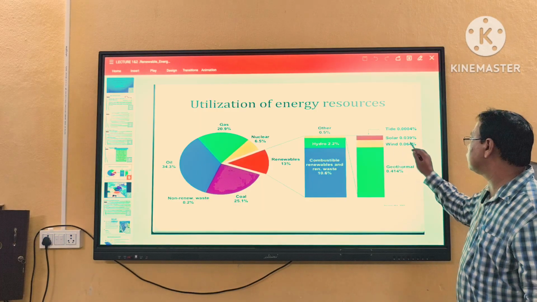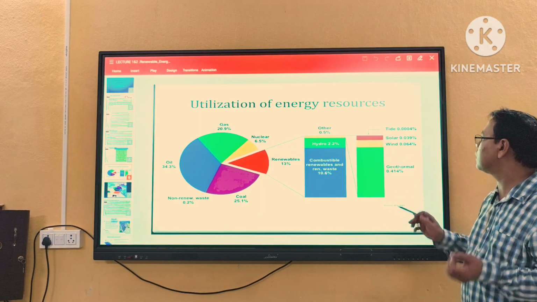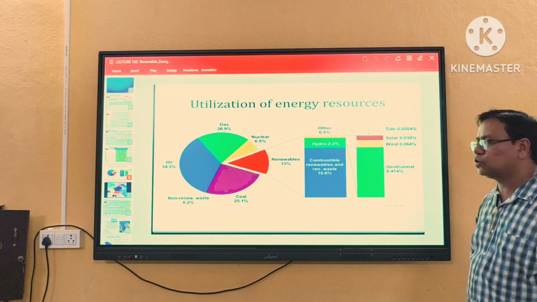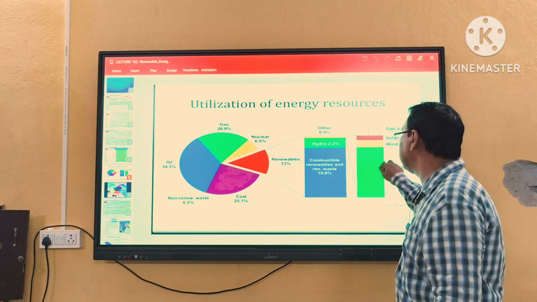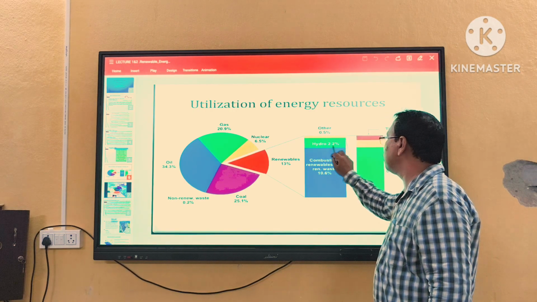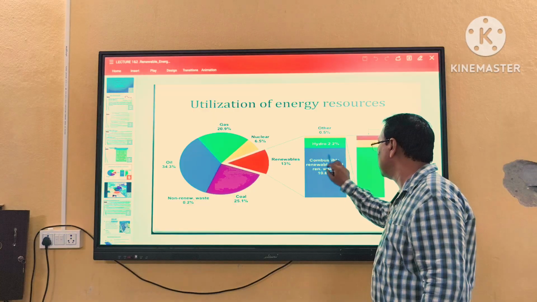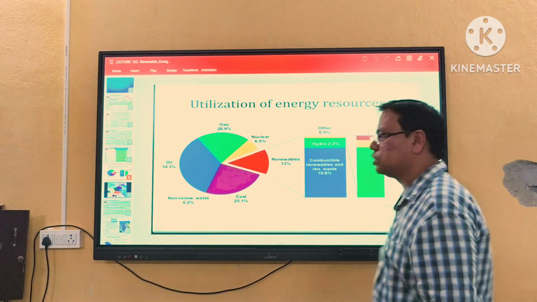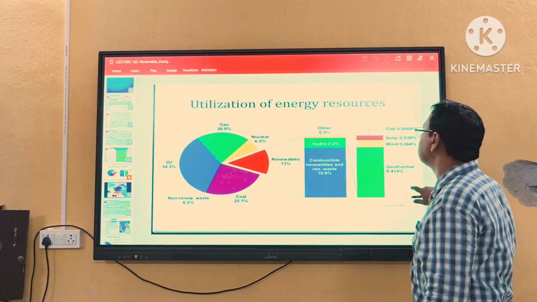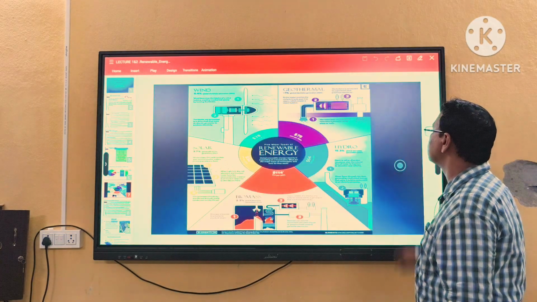Solar energy we are getting 0.09%, wind energy 2.06%, and geothermal energy 0.4. This total comes under the other part, 0.5%. The hydro energy part is 0.2%, and conventional energy is 8.6%. This is the utilization of energy resources.